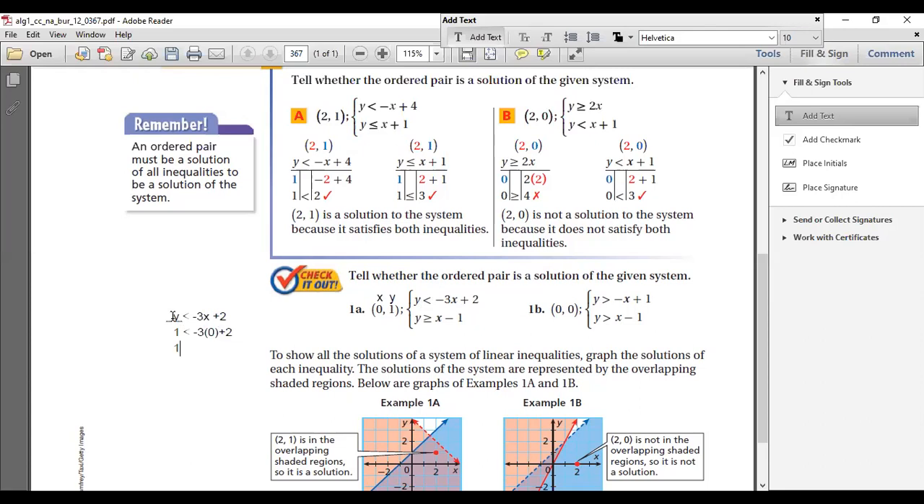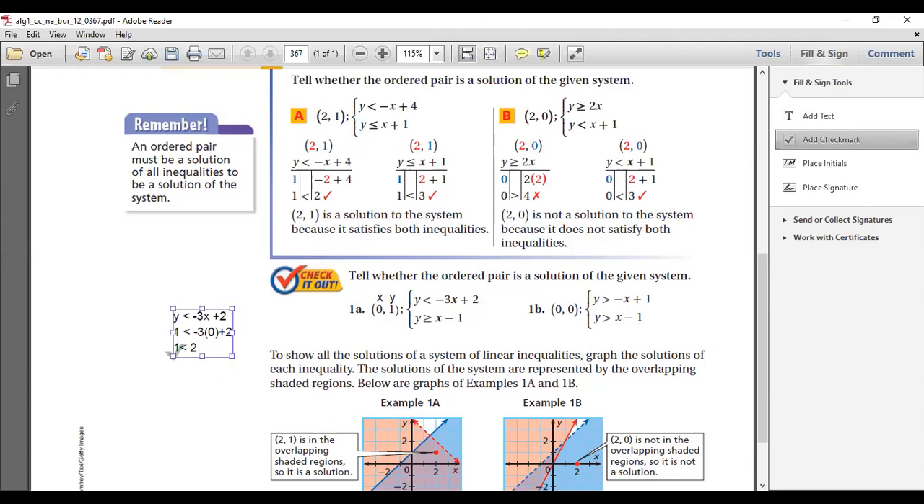So 1 should be less than negative 3. 0 is 0, so 0 plus 2 is going to give you a 2. Is 1 less than 2? Of course, yes. So which means this one is correct. Okay, so for this inequality, the answer is correct.